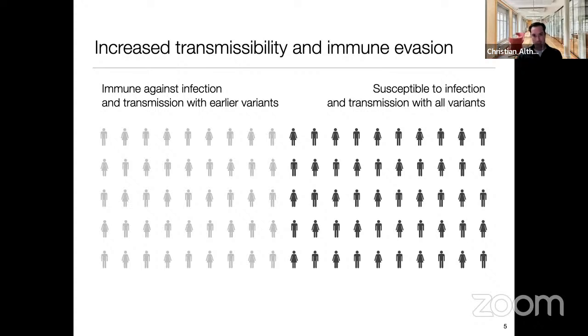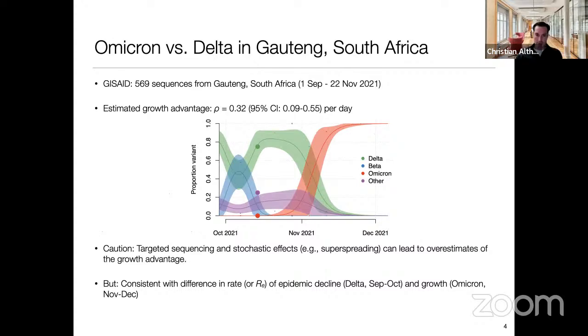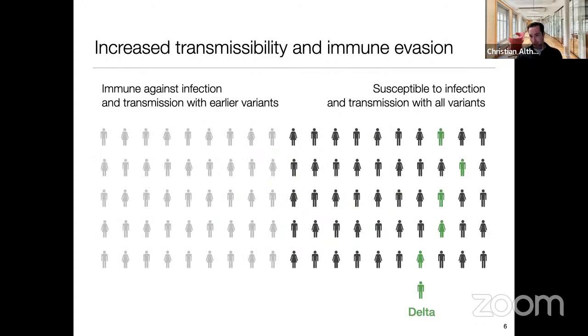So what does that exactly mean? Here you see a population on the left in gray. That's the part of the population that is immune against infection and transmission with earlier variants. So that part of the population is immune against infection by Delta and earlier variants. And on the right-hand side in black, that's the remaining part of the population that is susceptible to infection and transmission with all variants. So when Delta spreads in such a population, it can only spread on the right-hand side because the left side of the population is immune, and a transmission chain would look something like that.